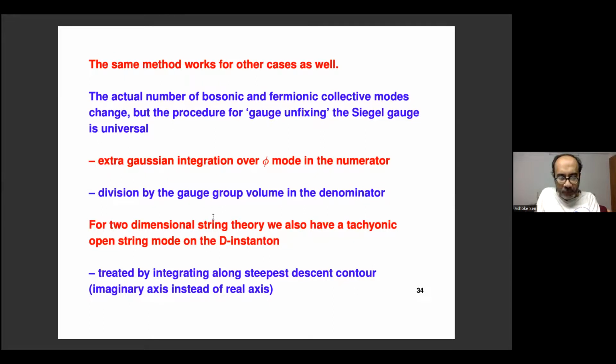For 2-dimensional string theory, there is also an extra complication because you have a tachyonic open string mode on the D-instanton. Tachyonic mode means that the action has e to the minus m squared times some xi squared. To deal with that, we have to use the steepest descent contour. We deal with the tachyonic mode just as we do in a normal saddle point analysis: we find the steepest descent contour, which means you essentially integrate along the imaginary axis instead of the real axis. You do this integral, and that lands you exactly on the right answer, which was predicted from the matrix model analysis.